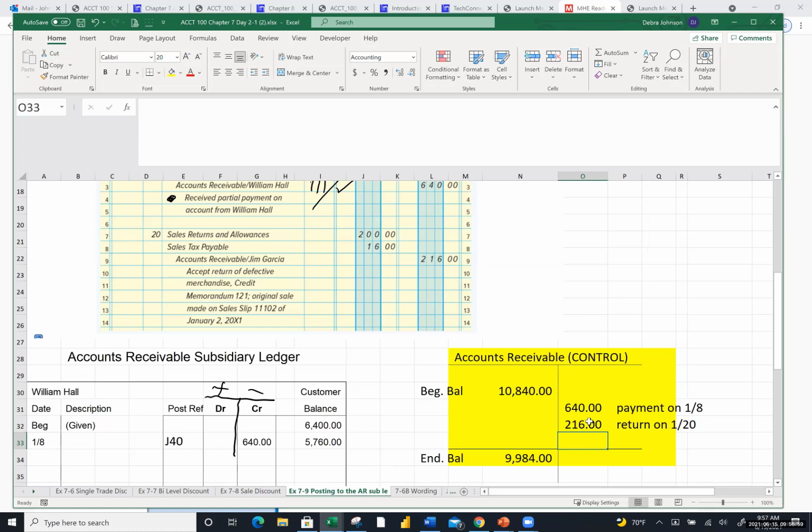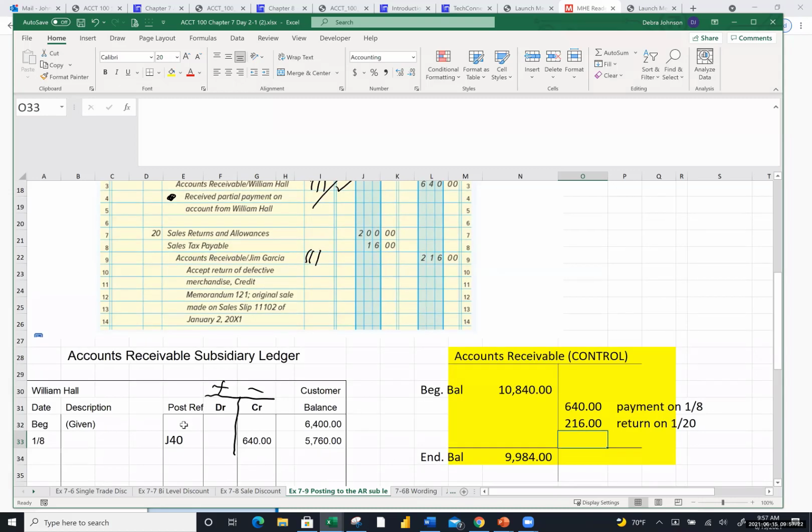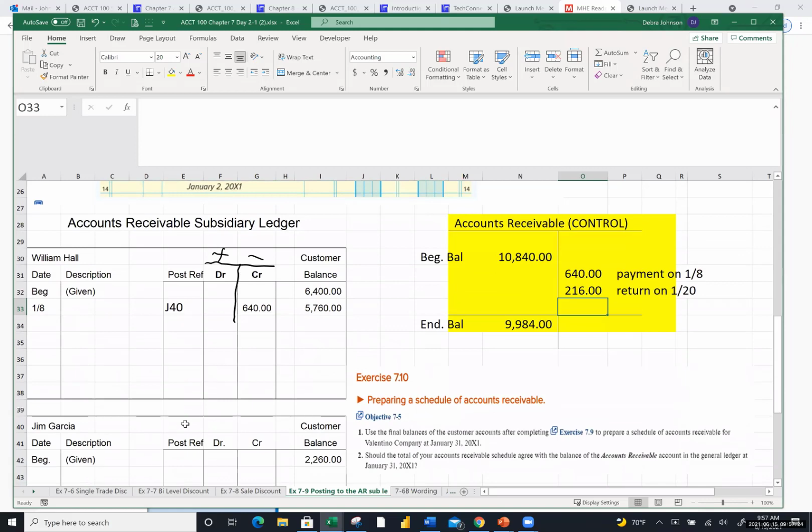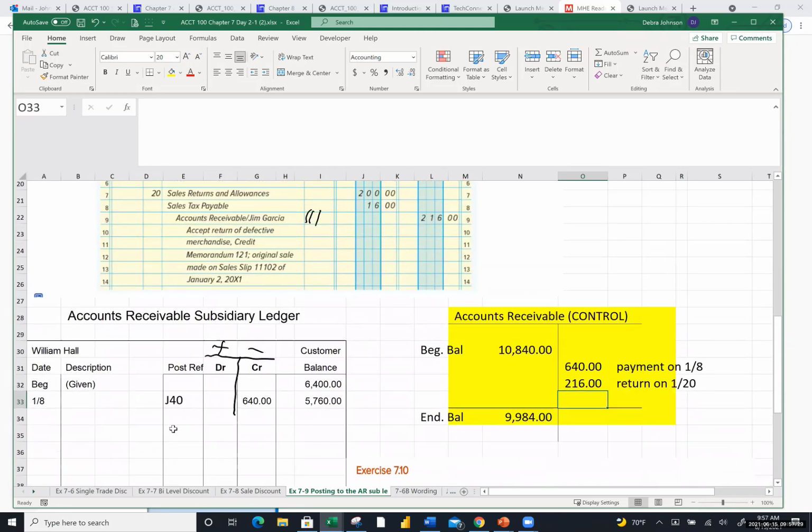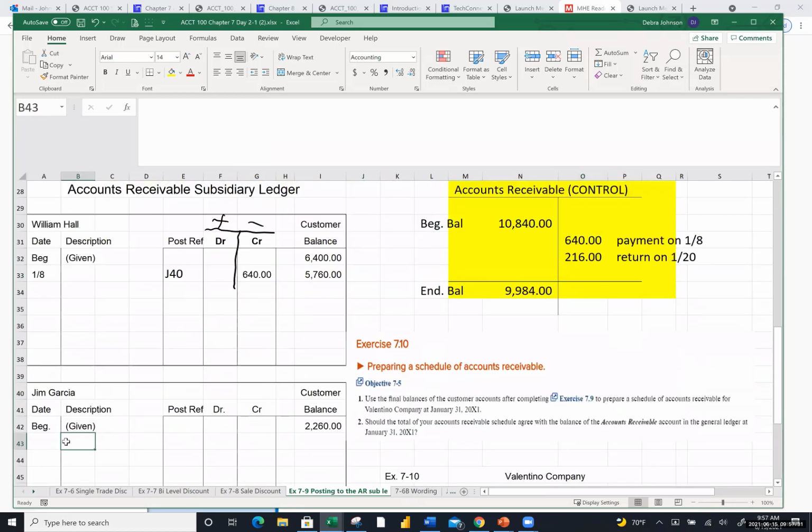So I'm partially done. I'm going to go in there and put my account number down because I have updated my controlling account. But if I touch the yellow area, then I also have to go update a customer's card. How come? The sum of the parts have to always equal the whole. So I'm going to go find Jim Garcia's card. I'm going to scroll down. I'm going to find Jim Garcia's card. There it is. I'm going to drop in my date, which I can't remember. I think it was the 20th.